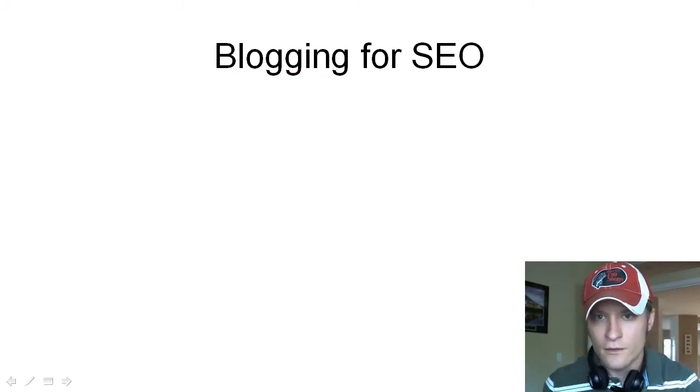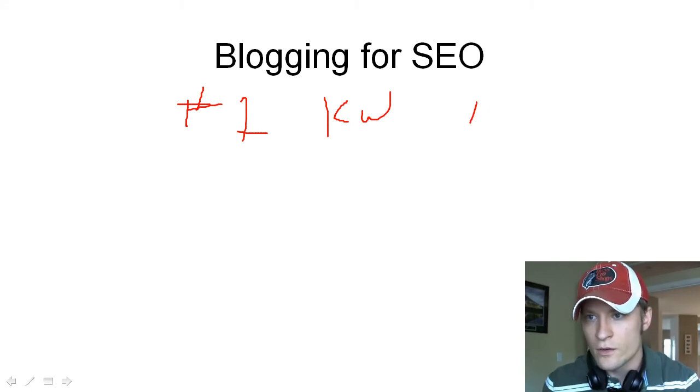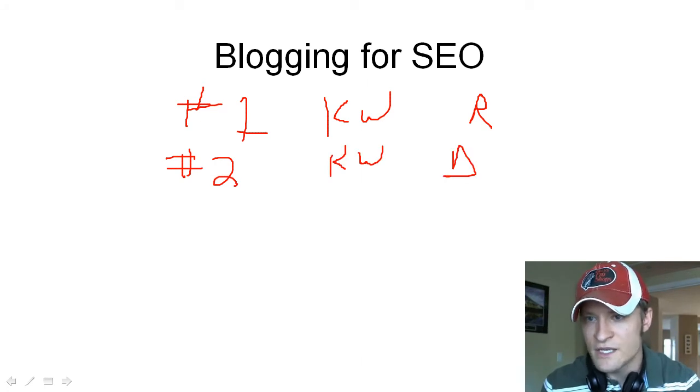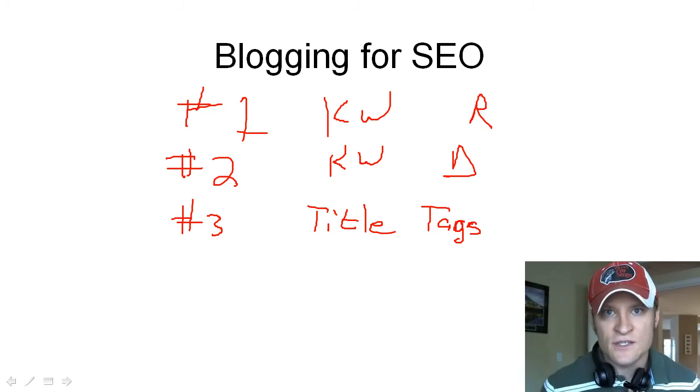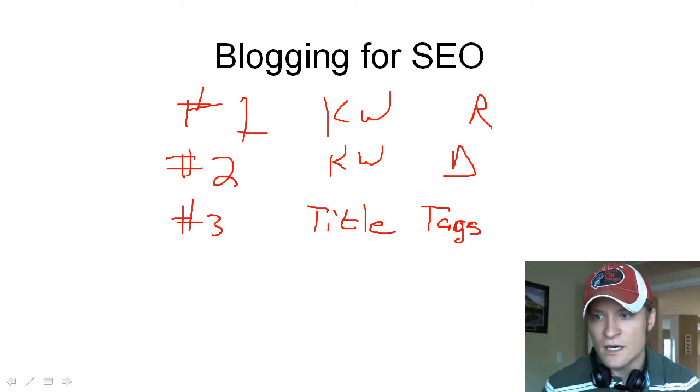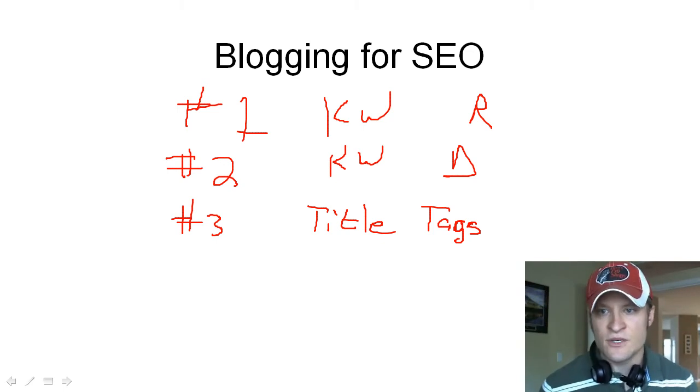So again, number 1, keyword research. Number 2 is keyword density. Number 3 is your title tags of your actual blog post. So in other words, you're going to have things in bold. You're going to have what's called a header tag and so on and so forth. And again, I'm going to explain all of that momentarily. And let me dive into this and just demonstrate for you exactly what this means.